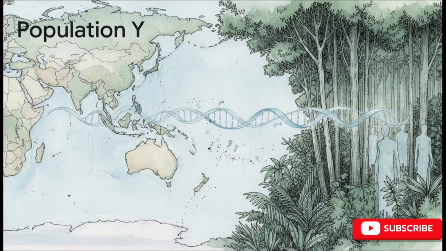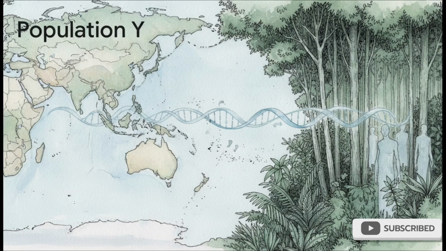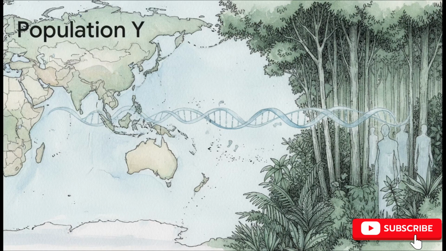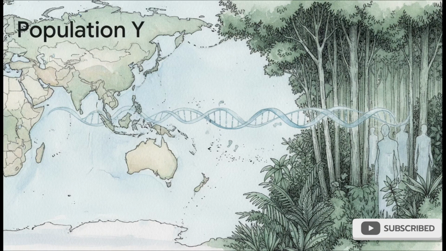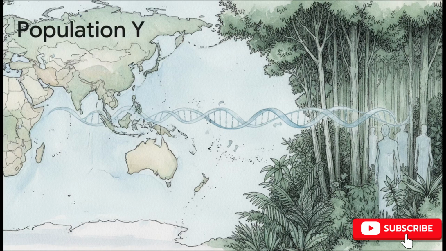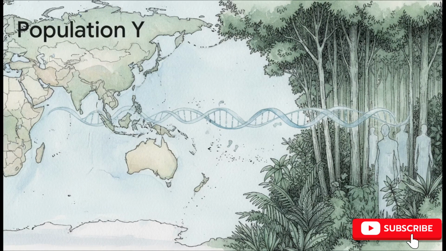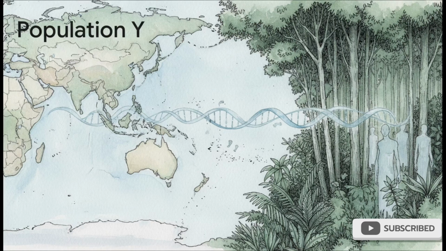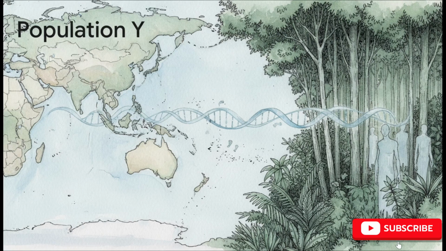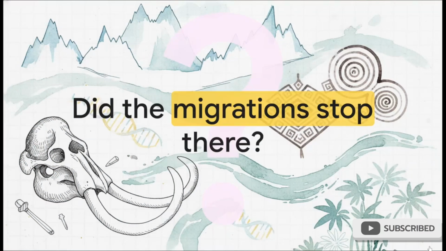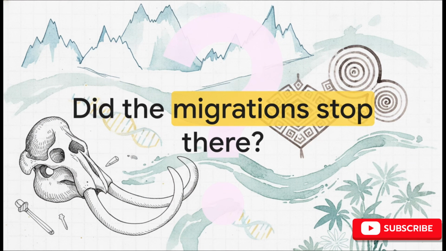This tiny but undeniable genetic signal links them to modern Andaman Islanders and Australo-Melanesians. Scientists dubbed this ghost lineage Population Y, from the Tupi word meaning ancestor. It implies that a completely distinct, unmixed stream of ancestry, likely a structured subpopulation from Northeast Asia, somehow made it deep into South America without mixing with the main Native American lineages along the way. Wild, right? So, did the migrations just stop there?